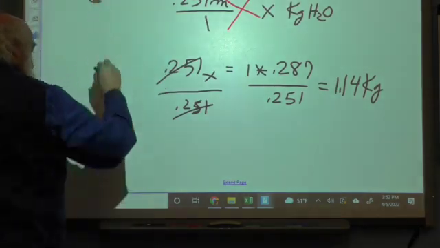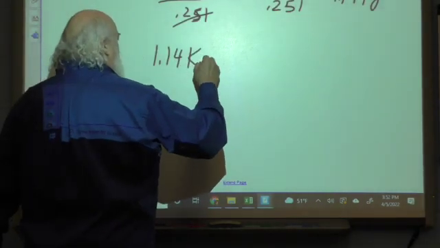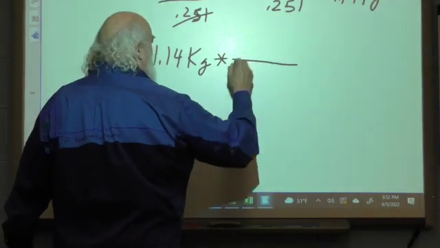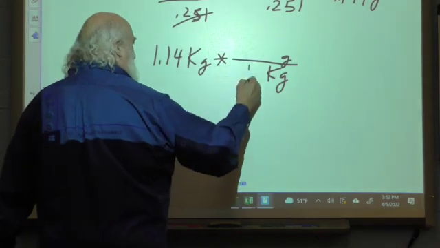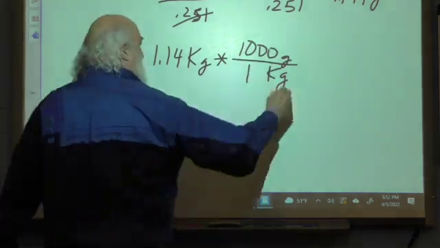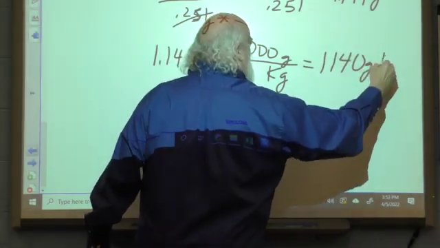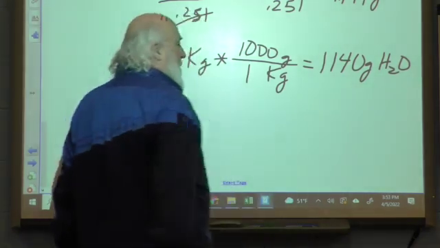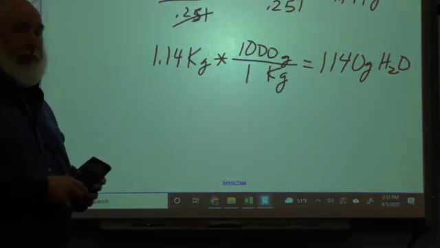We want grams. So we take 1.14 kilograms and do the conversion method. Put kilograms on the bottom, grams on top, kilograms bigger, put a 1 there. Kilo means 1,000, put 1,000 up there. And this is going to give us 1,140 grams of water that we're going to need to add to get the kind of solution that we are asking for. Okay?